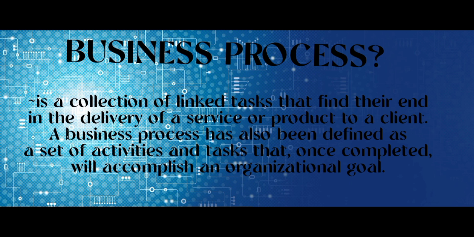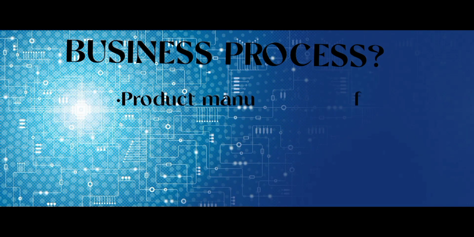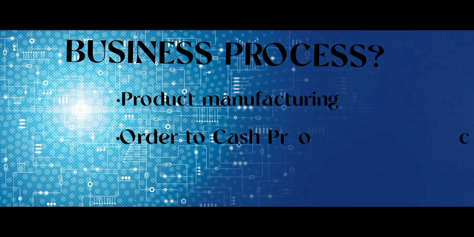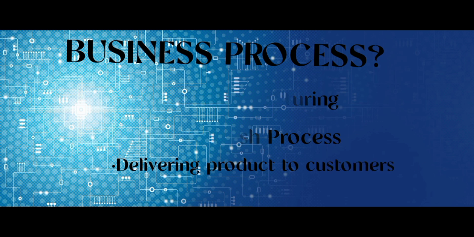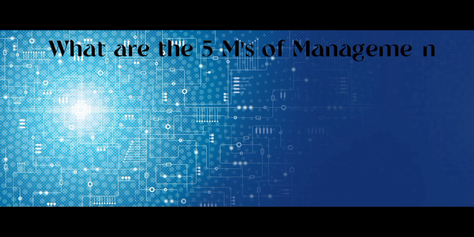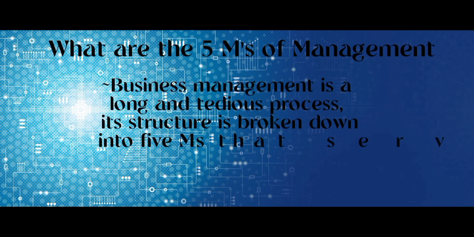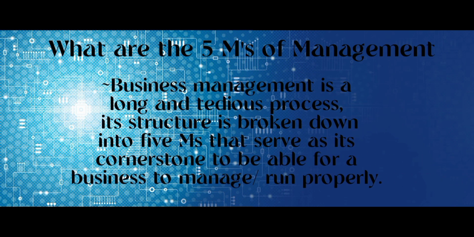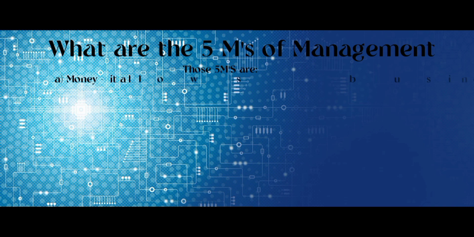Some of these examples are product manufacturing, order to cash process, and delivering products to customers. And now, let's move on to our next topic. What are the 5 M's of management? Business management is a long and tedious process. Its structure is broken down into 5 M's that serve as its cornerstone for a business to manage or run properly. Those 5 M's are, first, money, which allows a business to manage properly.